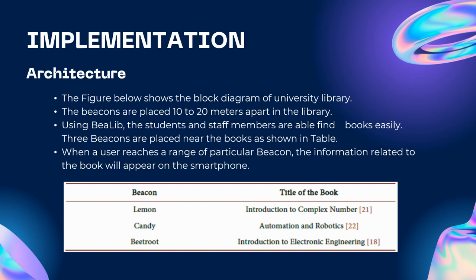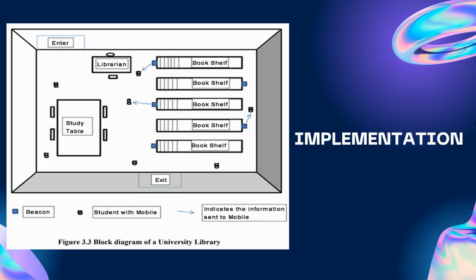As shown in the figure, we can see that three beacons like lemon, candy, and beetroot are placed in different places. So when a person comes near them, the title of the book and the information which are needed will be displayed. Here's a block diagram of a university library and how a person moving to a bookshelf will be intimated whether the required book is in the particular shelf or not. A student with a mobile goes near a particular shelf and the information is sent to the mobile.